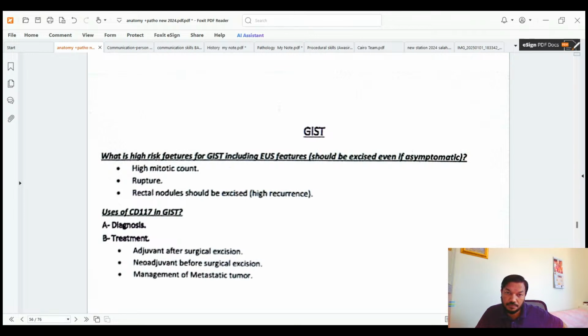GIST. What are the risk features of GIST, including on EUS? Gastrointestinal stromal tumor with high mitotic count, rupture, and lymph nodes should be excised, even if asymptomatic.